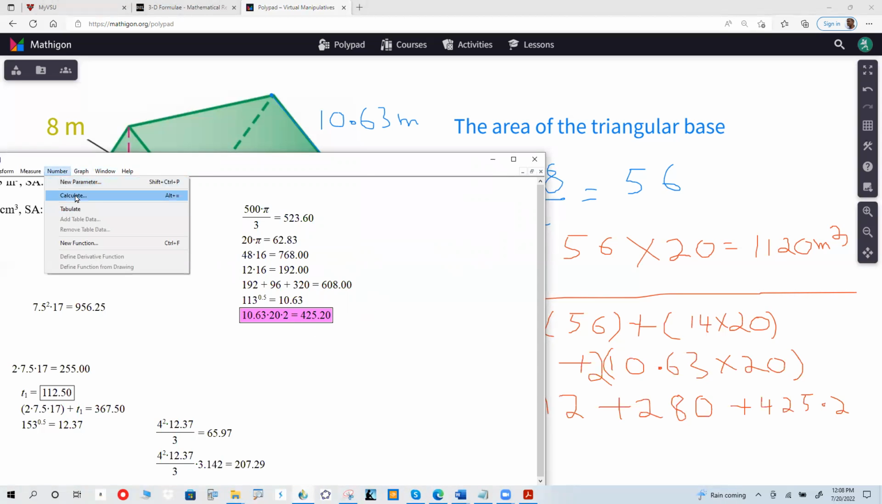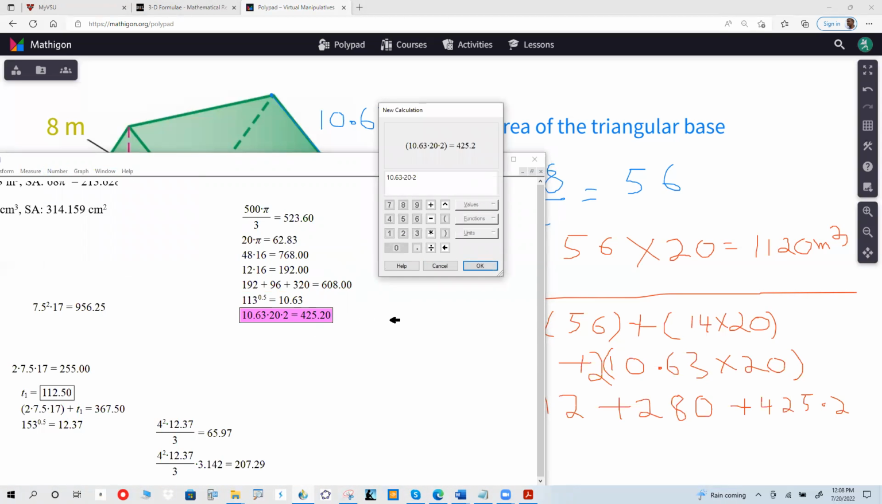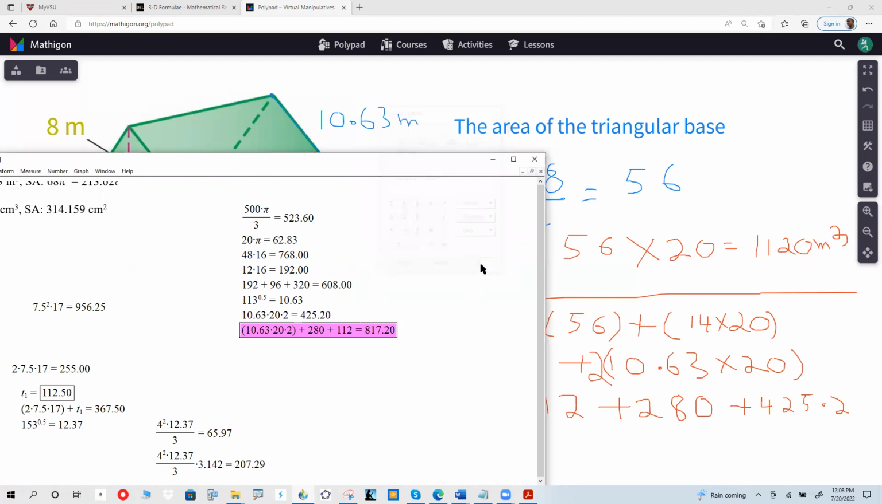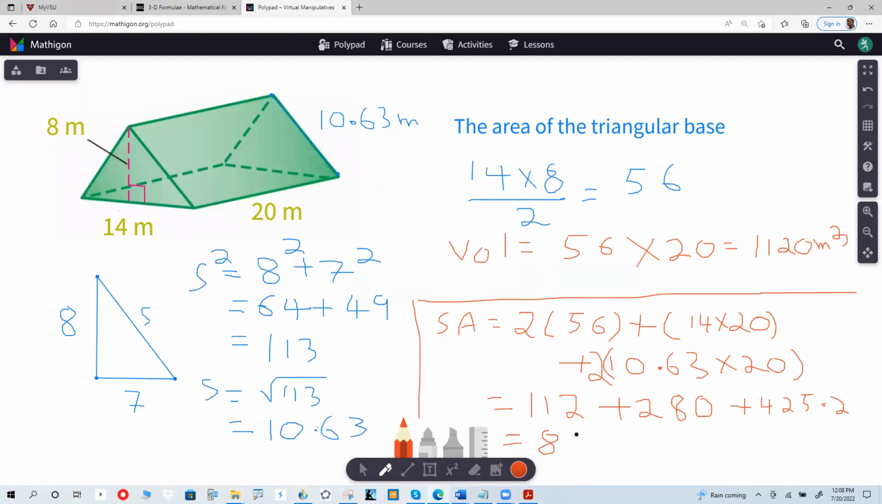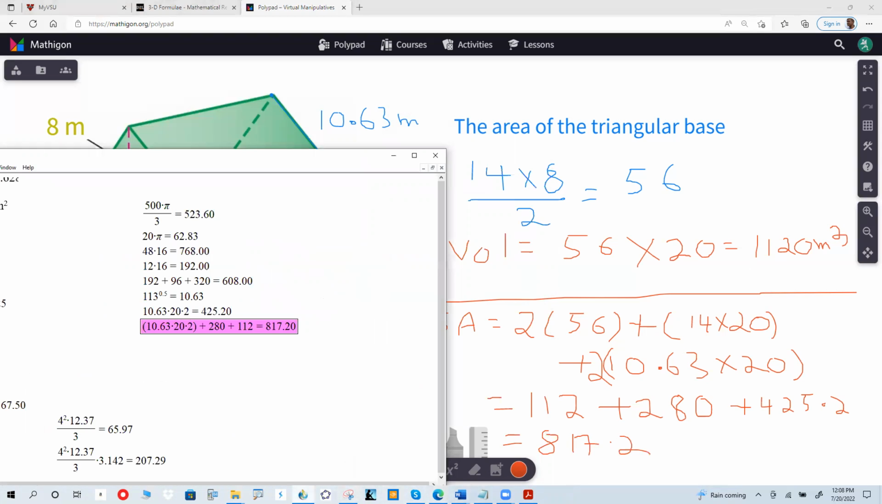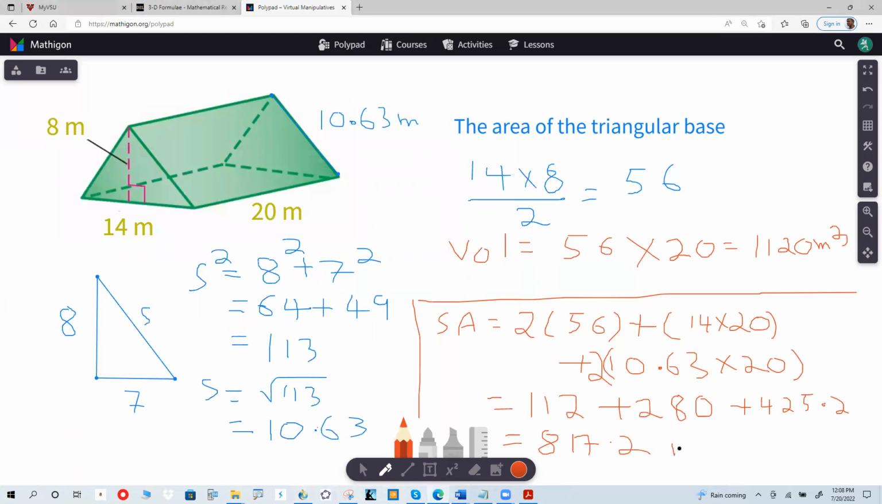So 425.2 plus 280 plus 112. I'm getting 817.2. And the unit will be meters square.